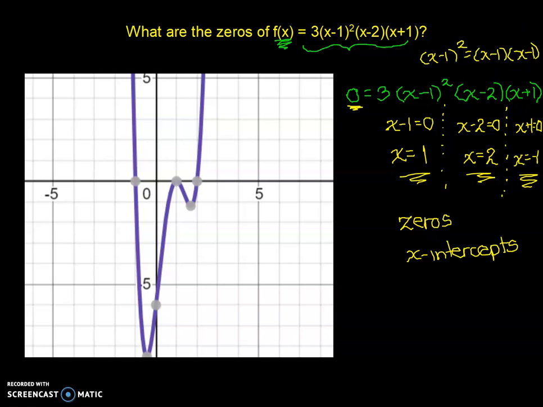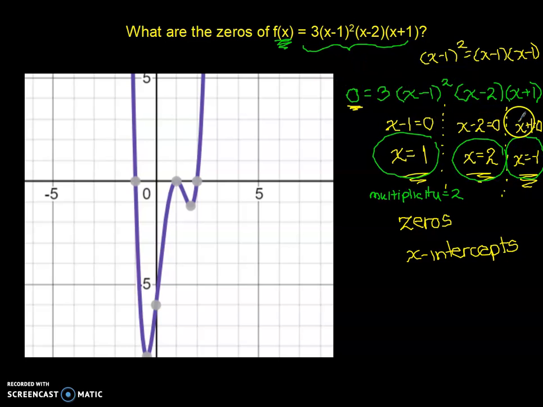So the zeros are going to be x equals 1. You'll see that answer twice, by the way. You can write this as multiplicity equals 2, but we'll get into that later on. Just a fun fact for now, though. x equals 2 and x equals negative 1.